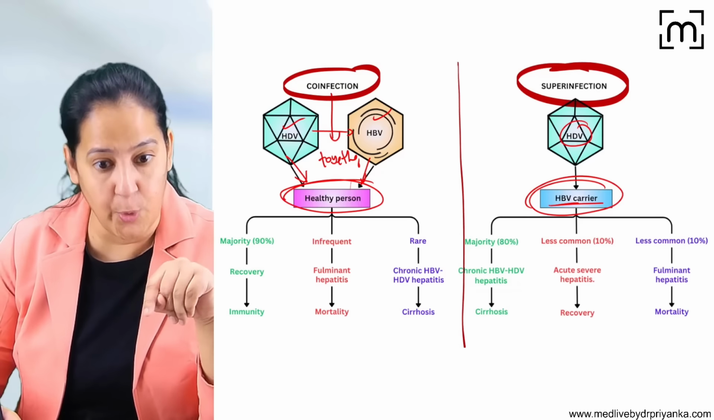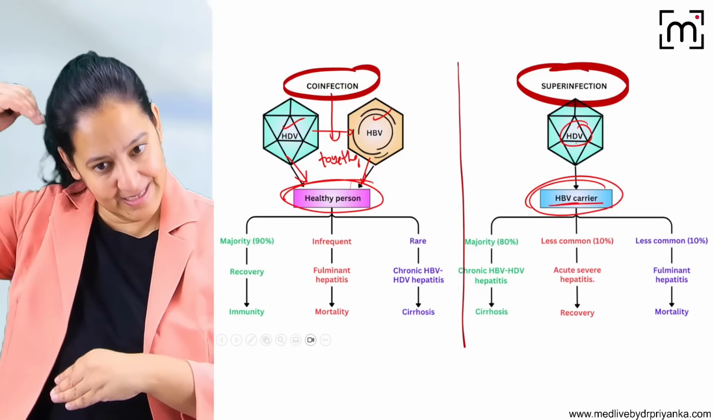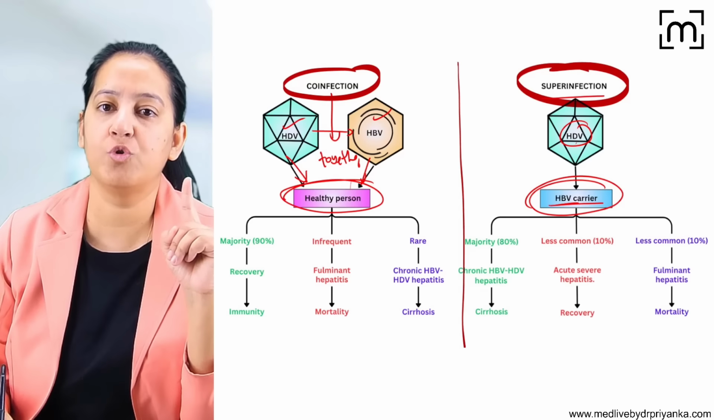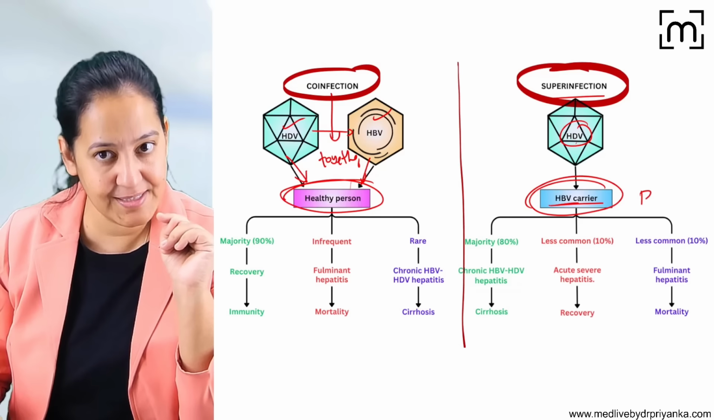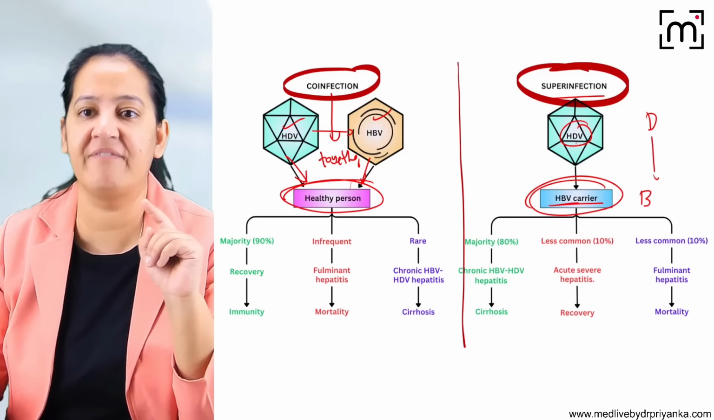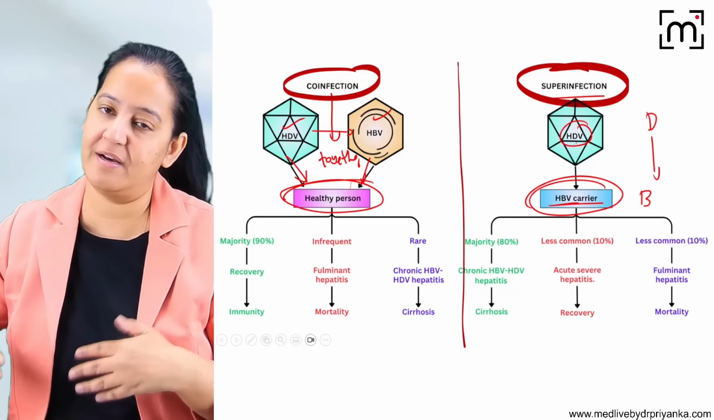And the D is entering alone. So B is already present in the liver and D is also coming. So that is super infection. Super means one above the other. So first B is there and over it D is coming. One by one they are coming. So again in the liver both are present and they cause hepatitis.